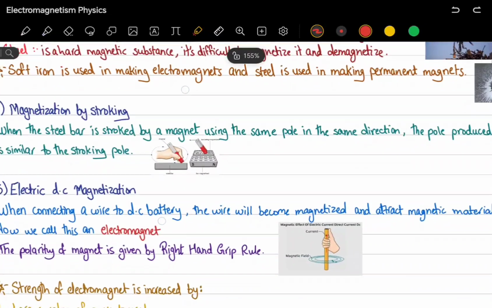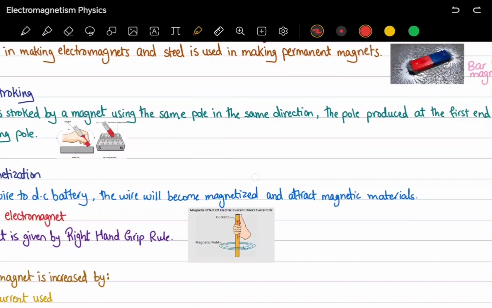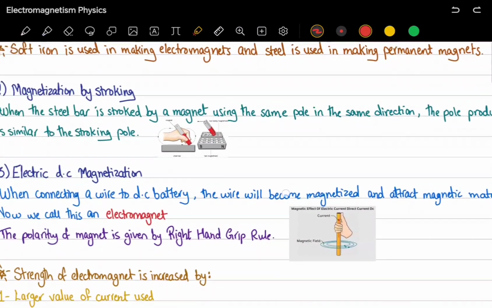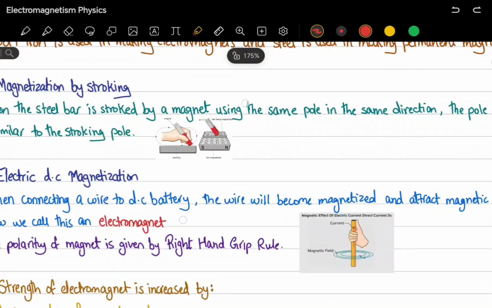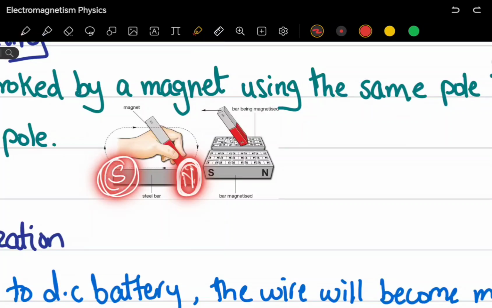Moving on to magnetization by stroking: when a steel bar is stroked by a magnet, using the same pole in the same direction, the pole produced at the first end is similar to the stroking pole. For example, if you have this magnet and you're stroking the steel bar using the north pole, then this end that will be created here is going to be the north pole, and the other end here is going to be the south pole.